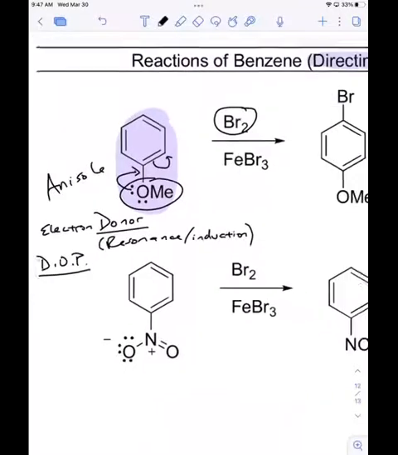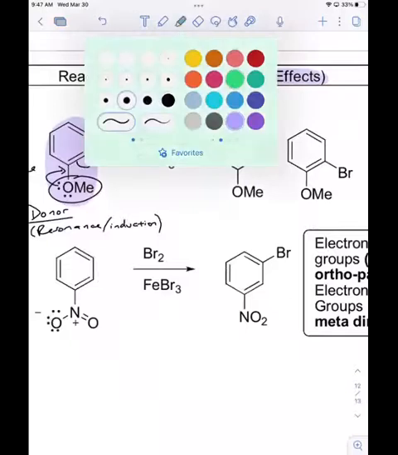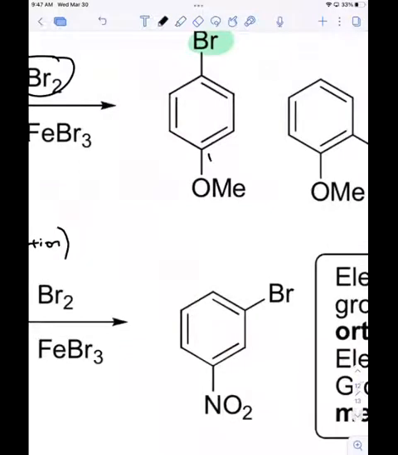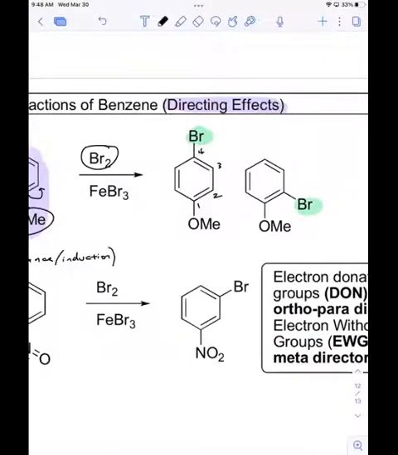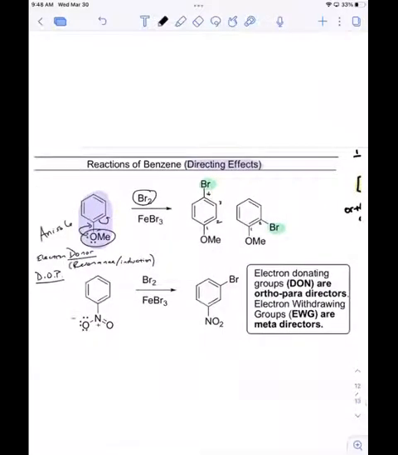So when we look at the two products, notice the bromine is here and it's here, which is a 1-4 relationship. I'll explain the mechanism. I'm not going to have time to do it today, but we'll go through that on Friday. I think it's in that aromatics video though, if I'm not mistaken. So you got a 1-4 relationship here, and between here and here, you have a 1-2 relationship. So donors are ortho-para directors in electrophilic aromatic substitution.